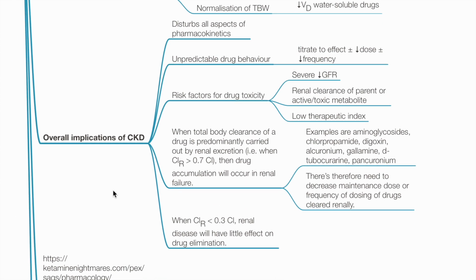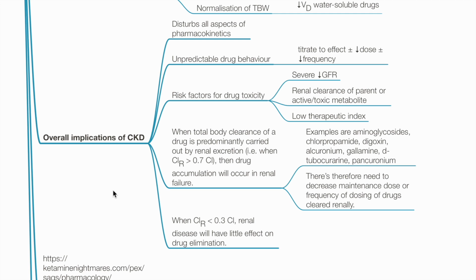Overall implications of CKD. There is disturbance of all aspects of pharmacokinetics. This leads to unpredictable drug behavior. Titrate to effect. Consider reduction of dose and frequency. Risk factors for drug toxicity include severe reduction in GFR, renal clearance of parent or active metabolite, and low therapeutic index of the drug.